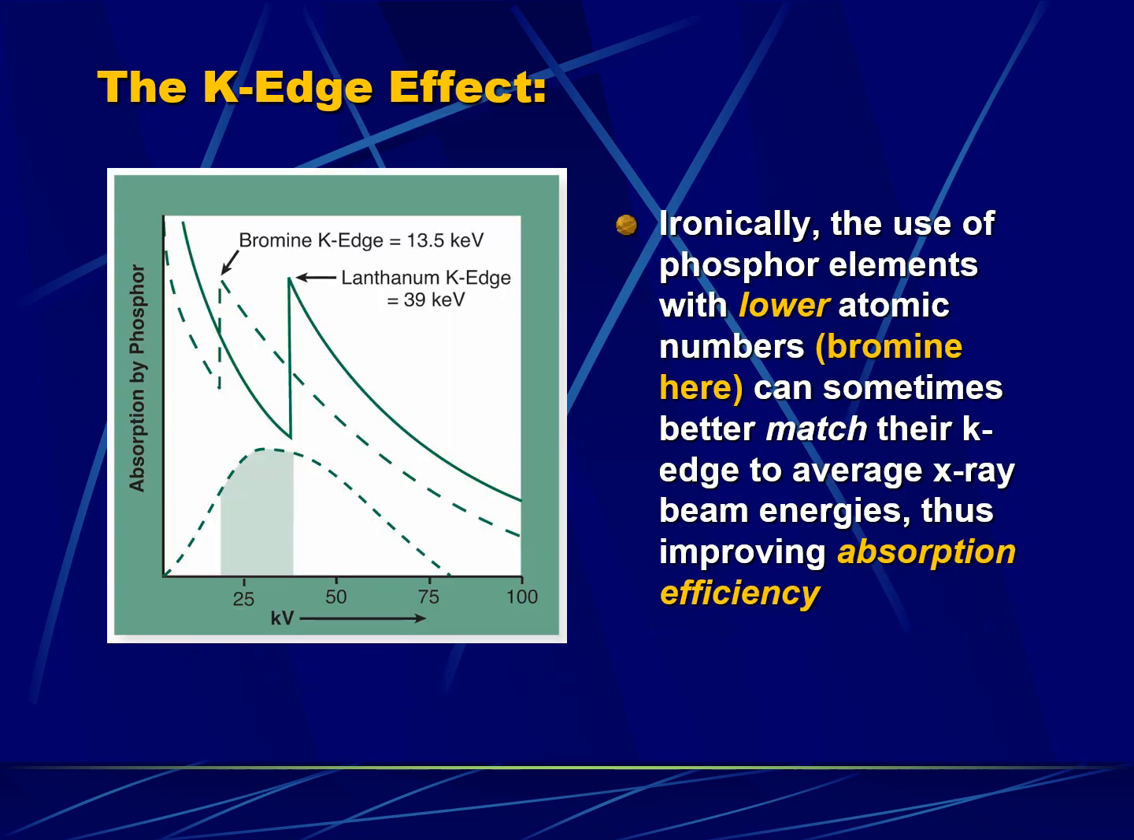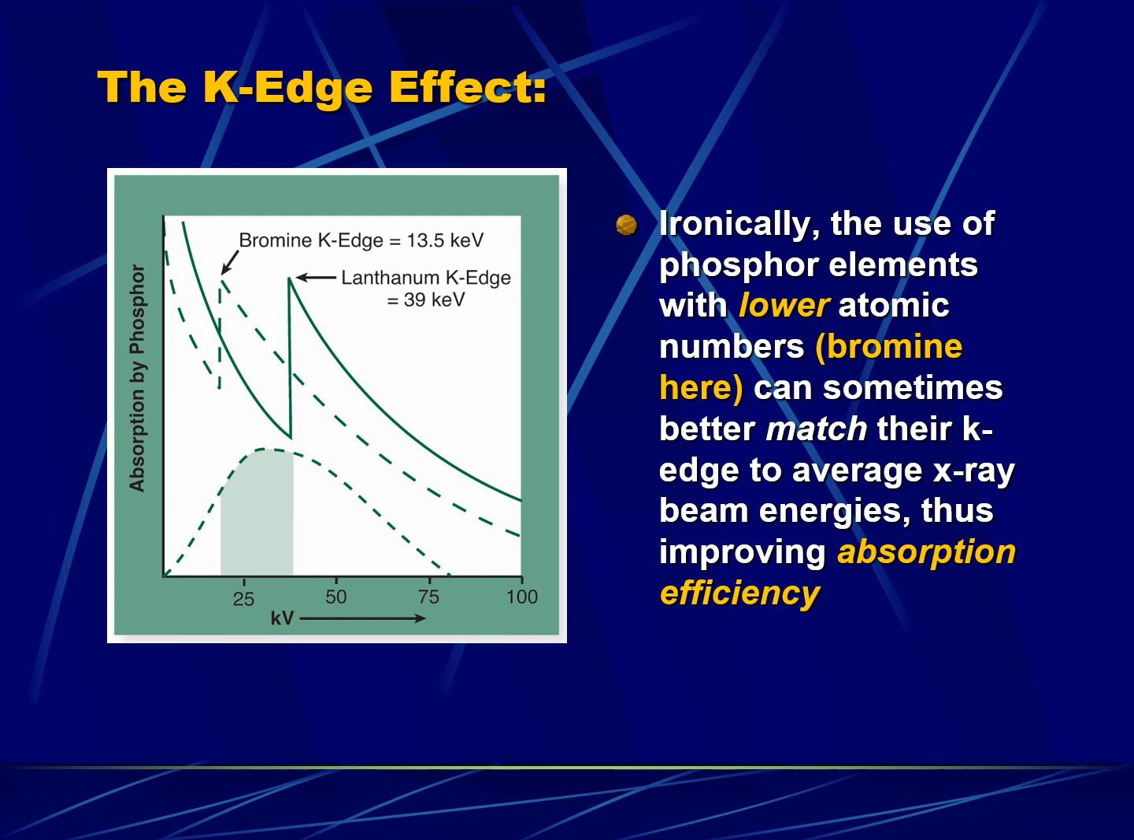Okay, so if we set a peak kilovoltage at 76, lanthanum, we wouldn't be taking advantage of, we'd be taking slight advantage of lanthanum's effect. And then bromine would be at the bottom edge of the most probable number of photons.